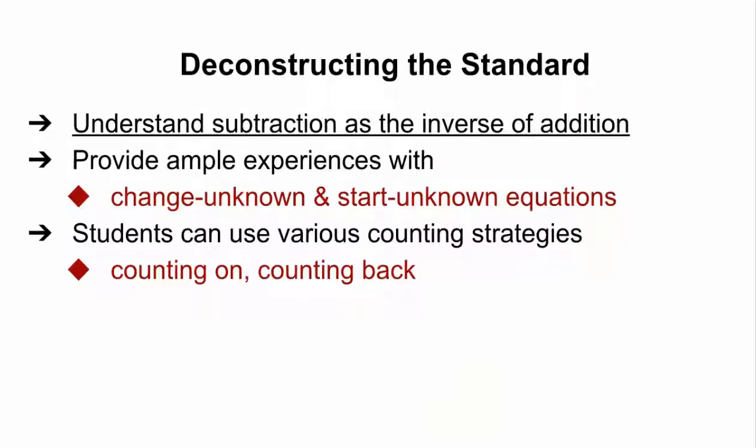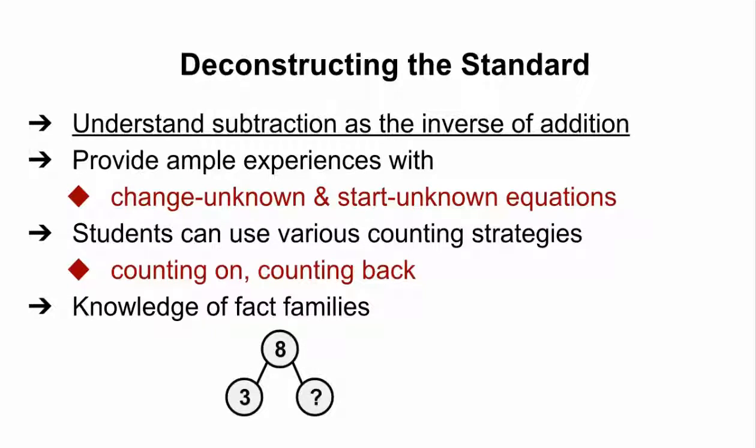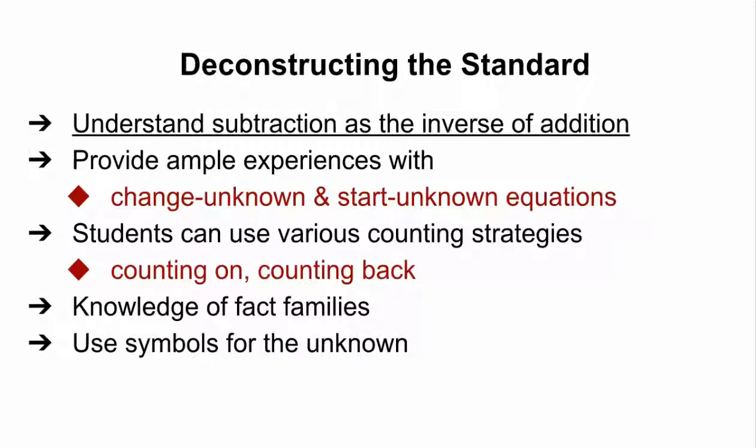For solving missing add-in problems, students can use various counting strategies, including counting on and counting back. Initially, students might use their fingers to count, but help students to think of more effective counting strategies than counting all. Knowledge of fact families is also critical in helping students to see the connection between addition and subtraction. The use of number bonds and bar diagrams will help students to become fluent with these fact families. Be sure to use symbols for the unknown quantity, like squares, triangles, or blanks. This will help develop students' algebraic reasoning skills.